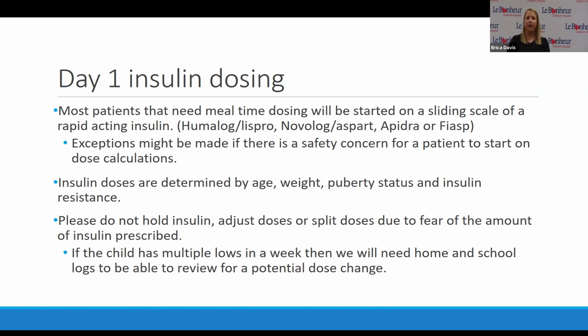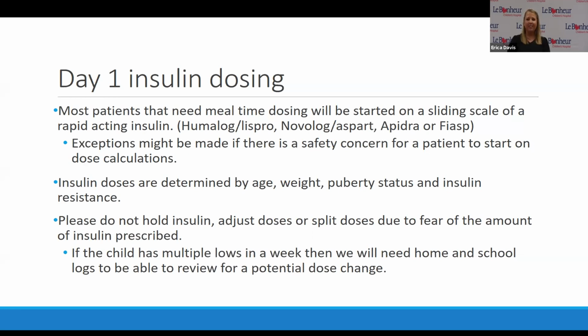As Madison talked about the honeymoon phase, maybe that's a factor. Maybe there are other factors that we need to adjust that insulin. So we do want you to stick to those orders and communicate back with the family what's working and what's not working, because it's a process and it's ever evolving and ever changing.